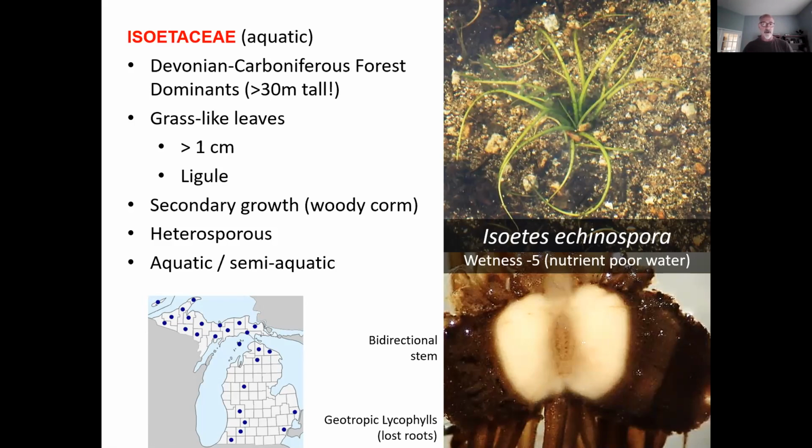If you ever stop by Grand Valley, I have a large fossil collection. I'd be happy to show you a ton of these guys. But they tend to have, I'll start with the bottom photo, a woody little body. So here's the little corm. And by woody, I do mean woody. They're capable of secondary growth.